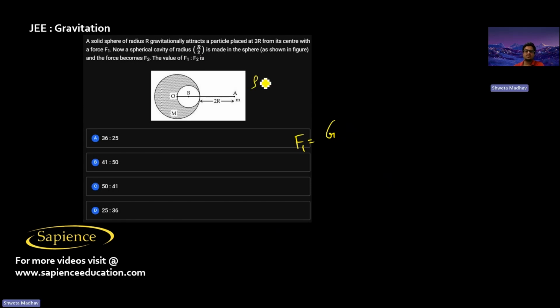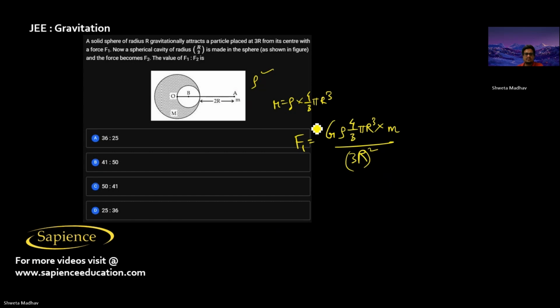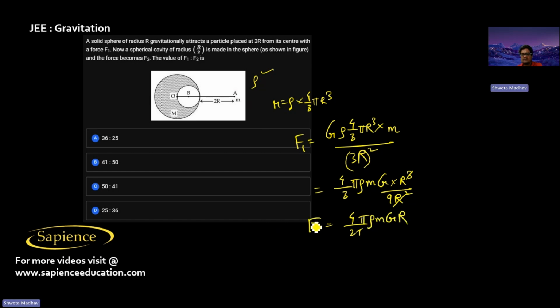Now we can consider the density to be uniform. Since it is a uniform solid sphere, we can assume the force is G M m by r square, and now this capital M I can say is density into 4 by 3 pi r cube into small m by r square. This is (3r) whole square in the denominator. This will be equal to 4 by 3 pi rho m G into r cube divided by 9 r square. So this will be 4 by 27 pi rho m G r. This is the force F1.